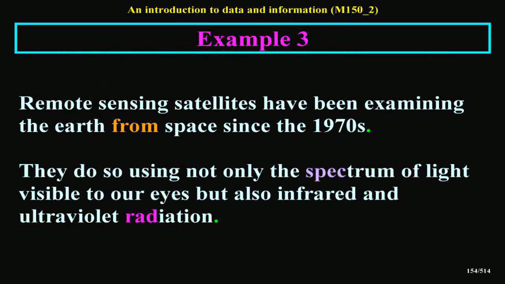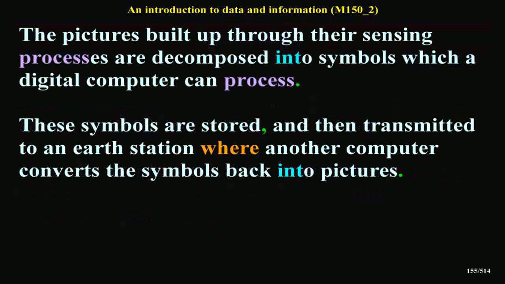Example 3. Remote sensing satellites have been examining the Earth from space since the 1970s. They do so using not only the spectrum of light visible to our eyes but also infrared and ultraviolet radiation. The pictures built up through their sensing processes are decomposed into symbols which a digital computer can process. These symbols are stored, and then transmitted to an Earth station where another computer converts the symbols back into pictures.